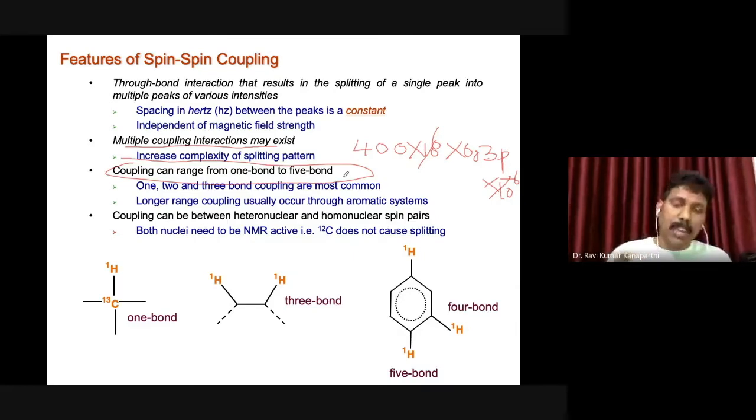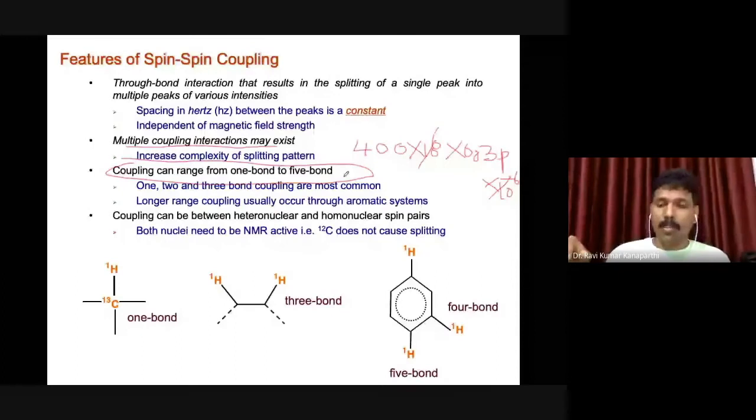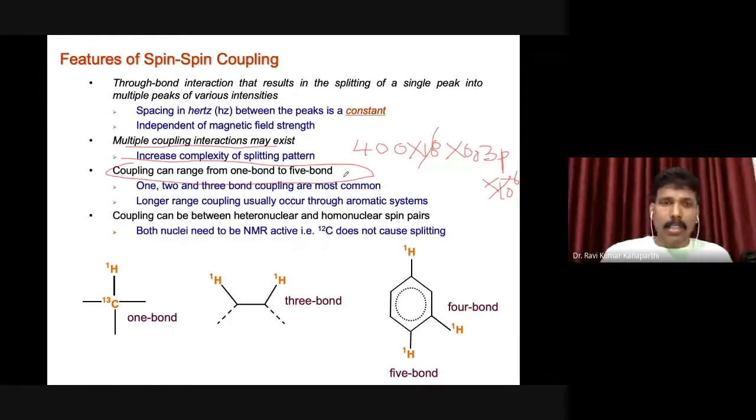But despite all this general observation, there are many examples of long range couplings. I will give you an example in the coming slides where 9 bond coupling is also possible. I have one or two molecules, and I will show you those. The larger range couplings usually occur through an aromatic system or a conjugated system. Otherwise, this is absolutely not possible.